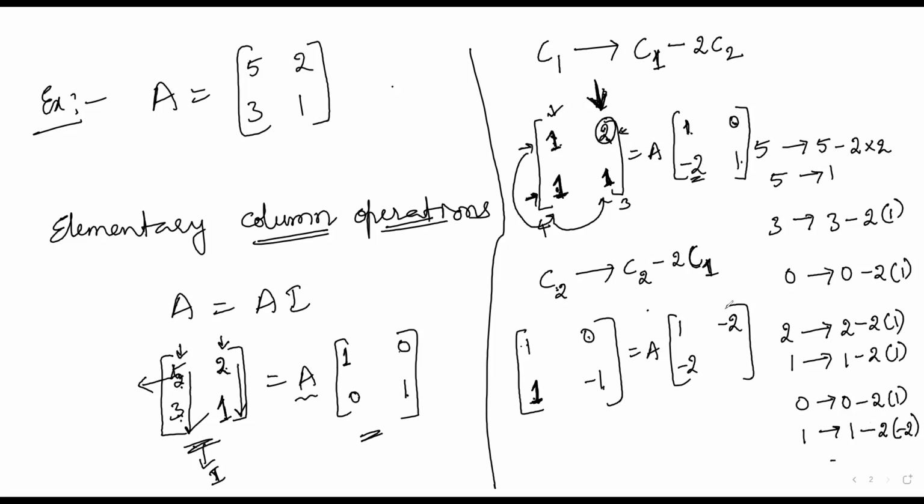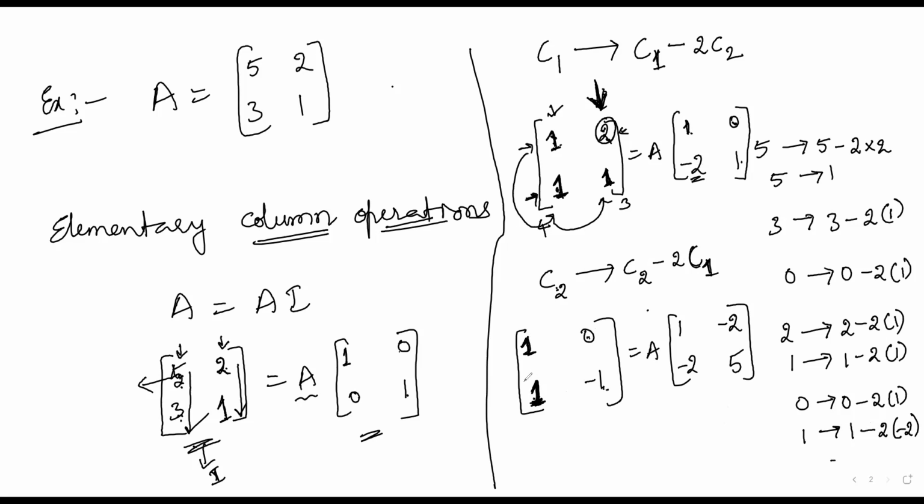This becomes 1 plus 4, that's 5. So now I made 1, 0, then 0, 1. This one we can make 0. This one will not be changed. This one remains 1 only.